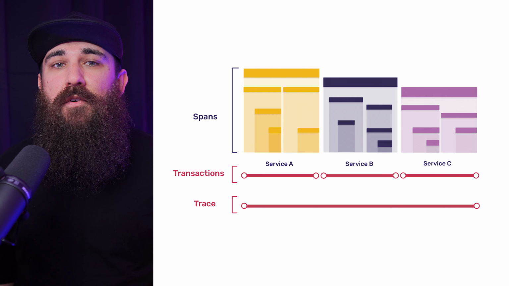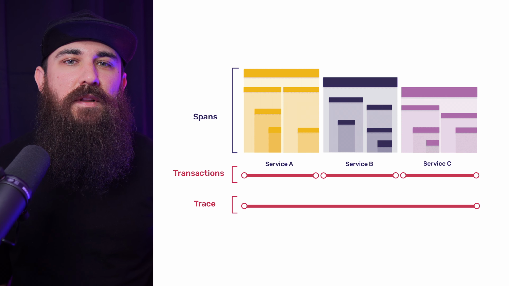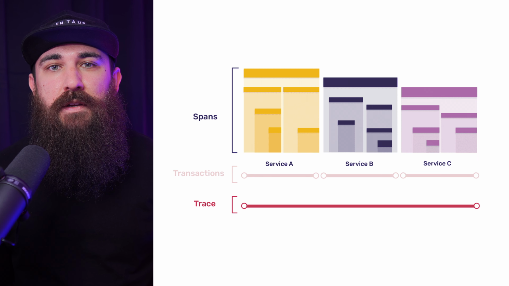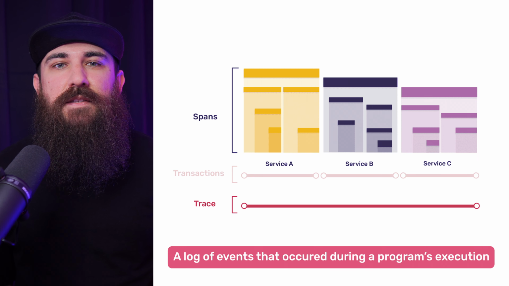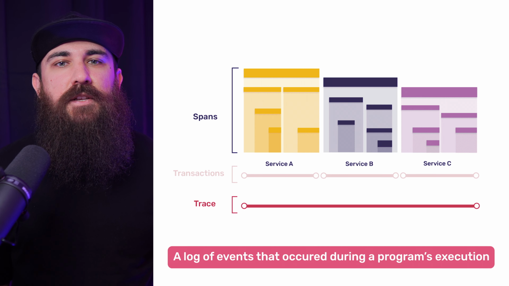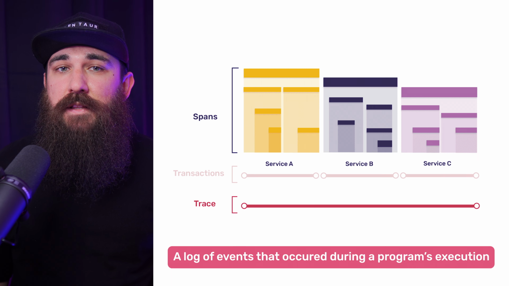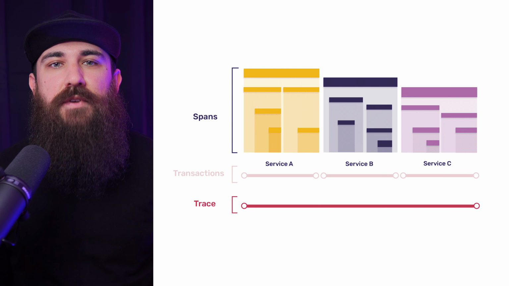Here's a diagram of all the bits and pieces that make distributed tracing. Let's start with the largest piece, the trace. What is a trace? A trace is a log of events that occurred during a program's execution. It's like a chain of operations that happened during a certain task. A single task is described by a single trace.